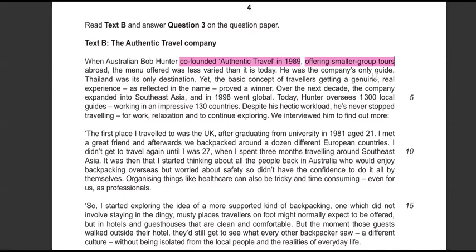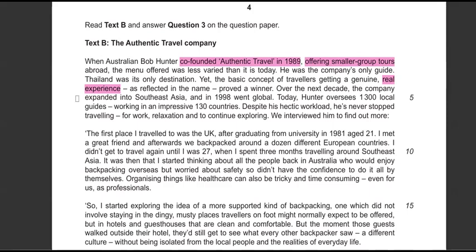He was the company's only guide. Thailand was its only destination, yet the basic concept was the traveler getting a genuine, real experience. This is another appealing feature: he, as the owner of the company, made sure that all the customers are going to get the real experience of traveling, like all the particular needs are going to be fulfilled, right?